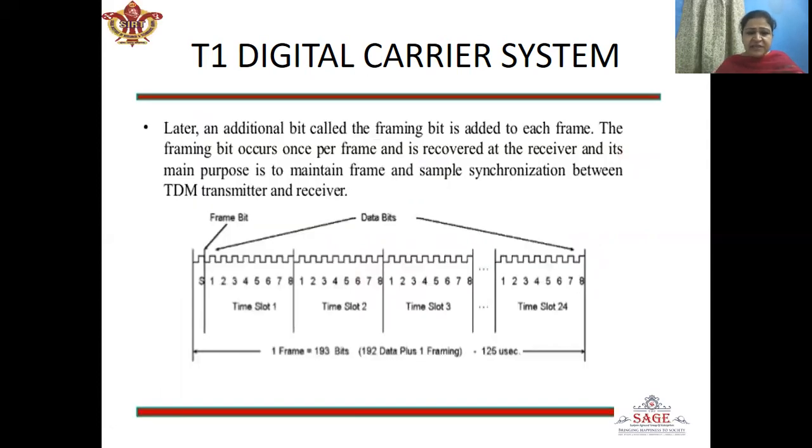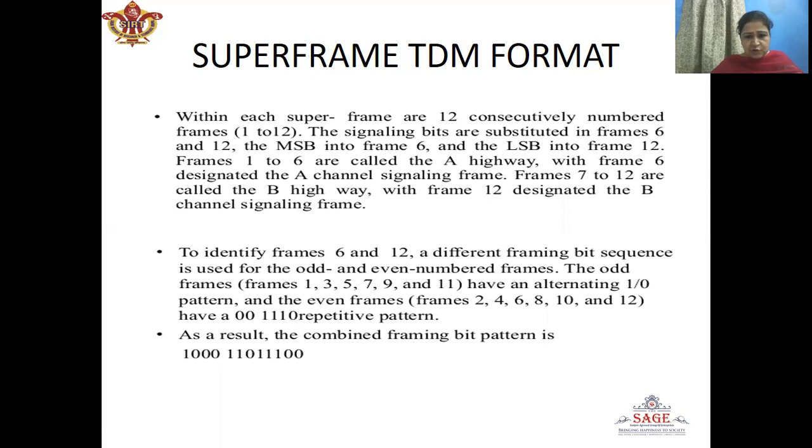Now, in addition to the synchronization bit, one additional signaling bit or framing bit is also added to provide signaling information, maybe between the two exchanges, or between the user and the exchange, to provide information about the dial tone or the busy tone. Within each superframe, there are 12 consecutively numbered frames. The signaling bits are substituted in frames 6 and 12.